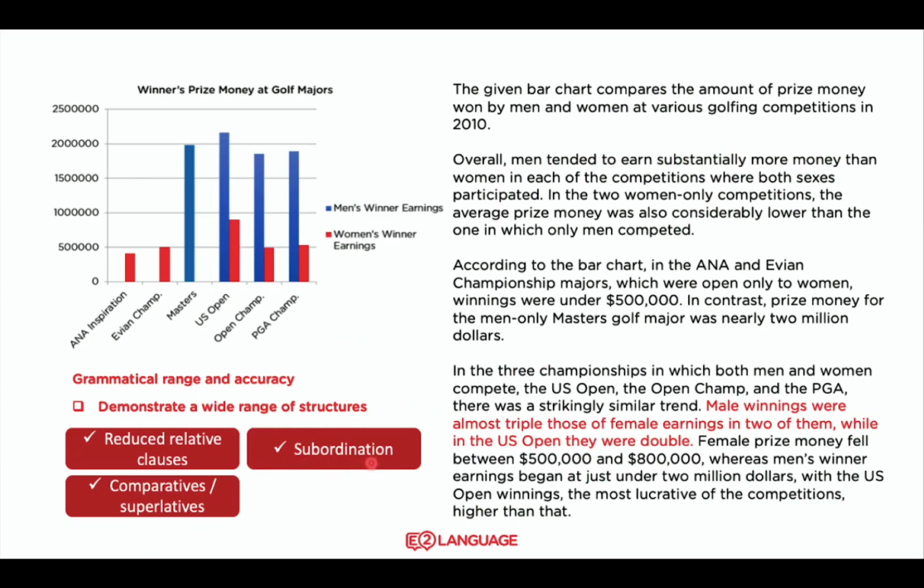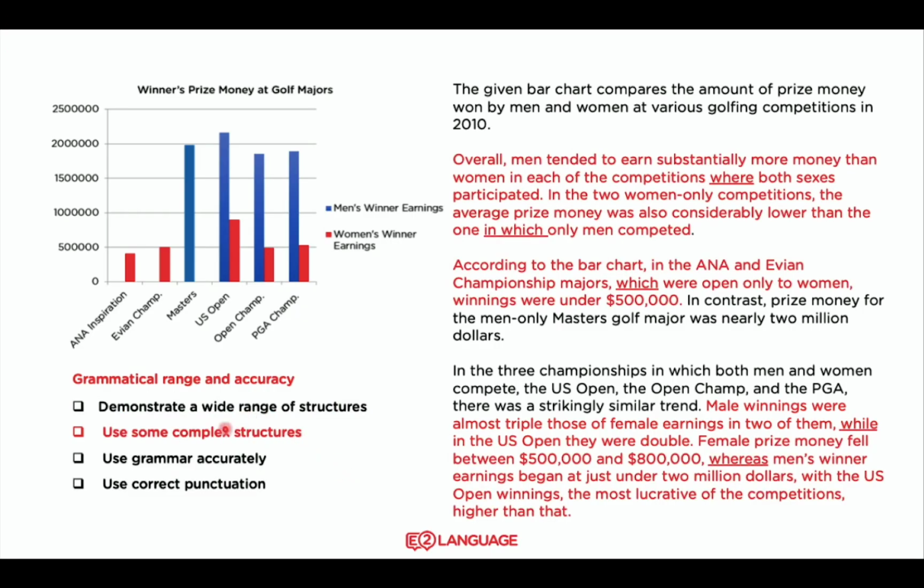And subordination. So this is connected to complex sentences, of course. Male winnings were almost triple those of female earnings in two of them, while, this is my subordinating conjunction, while in the US Open they were double. So yes, I've demonstrated range. Some more complex structures are here. So any sentence with a relative clause, like these ones, where, in which, and also subordinating conjunctions, while, whereas, those are complex structures. And finally, accuracy. I've edited carefully. There are no grammar errors and my punctuation is perfect, so no problem there.